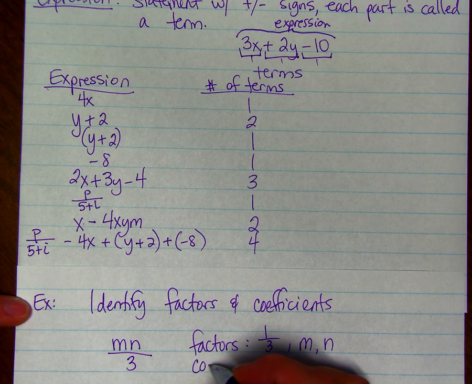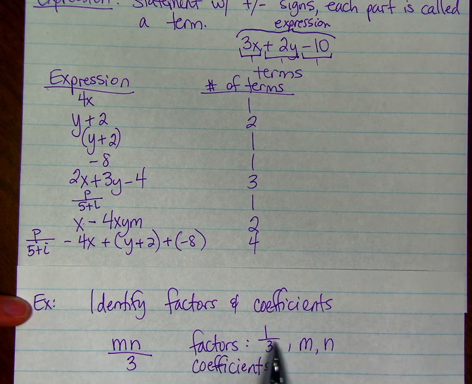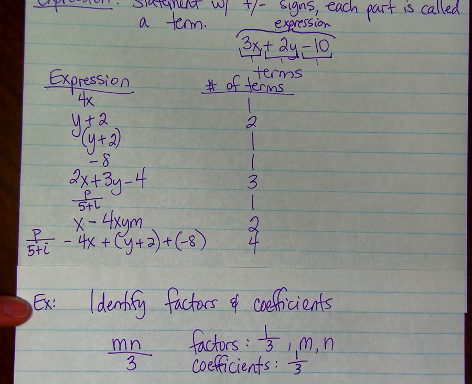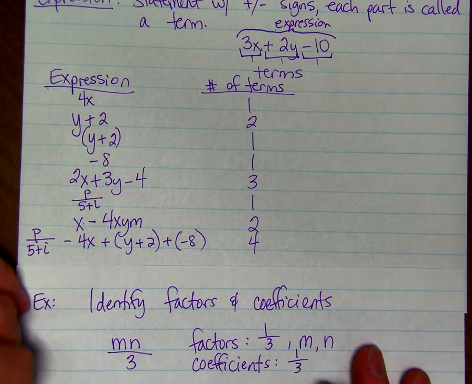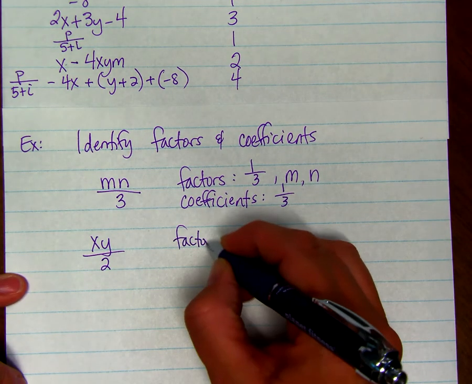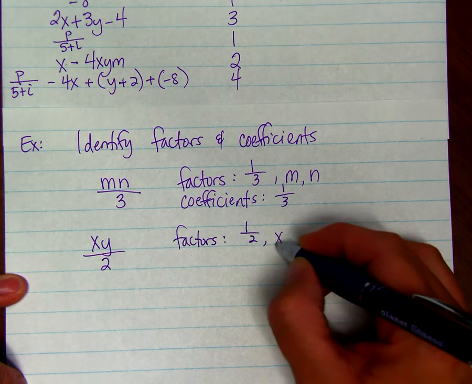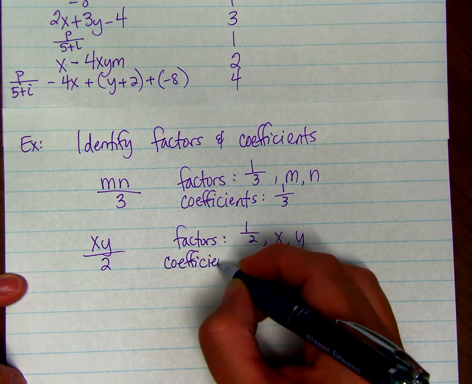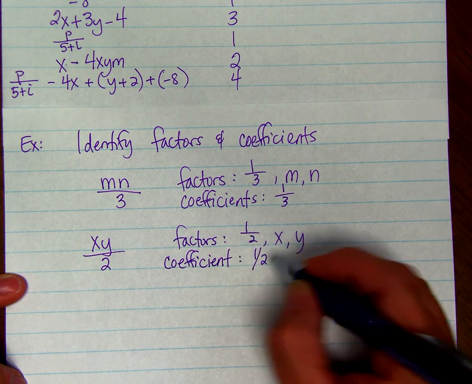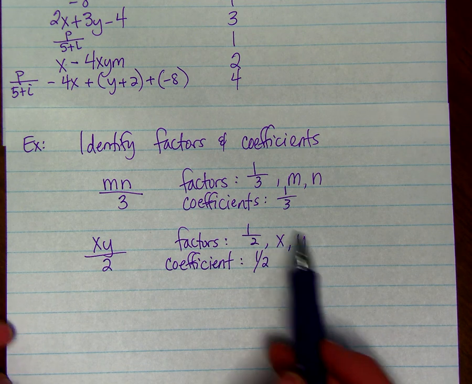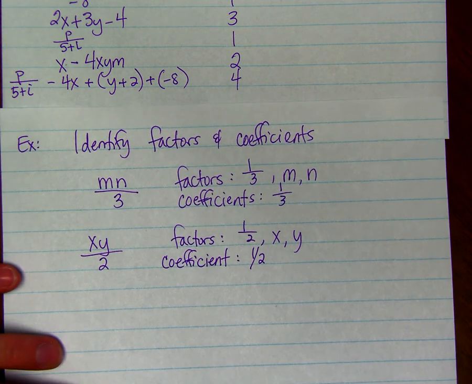The coefficient is the number in front of the variables, or the number part of your factors. So this is 1/3. Here's another one, xy divided by 2. You can say the factors are 1/2, x, and y. The coefficient is the number part of this term, 1/2. It's called a coefficient because it is the number that is in front of both of the variables. And that's the end of lesson 2.